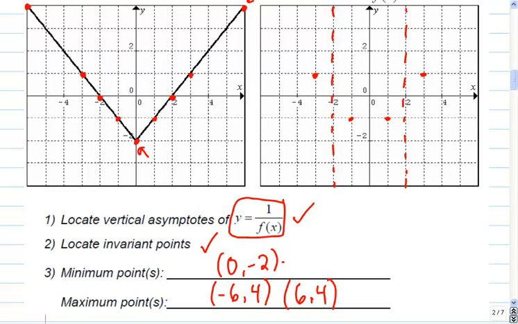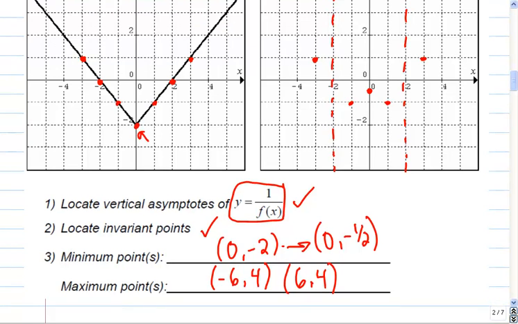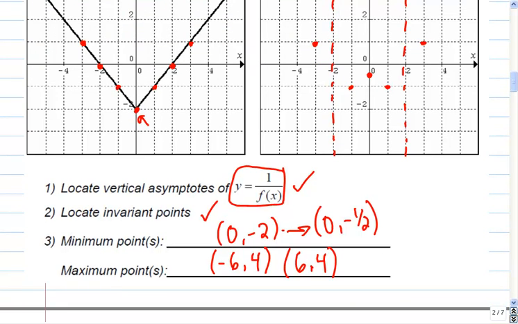-2. Yeah, that's right. It's at -1/2. So when we do the reciprocal, it's going to go to 0, -1/2. So I'll expect it's going to be here now. Okay. And then what about 6, 4 and -6, 4? Where would you expect those to go when we take its reciprocal? So how about -6, 4? Where would you expect to see that?